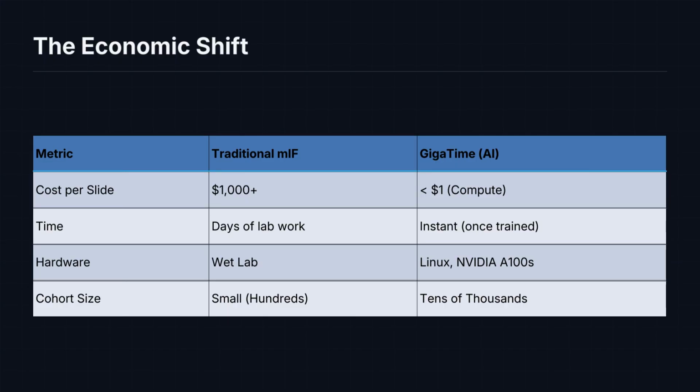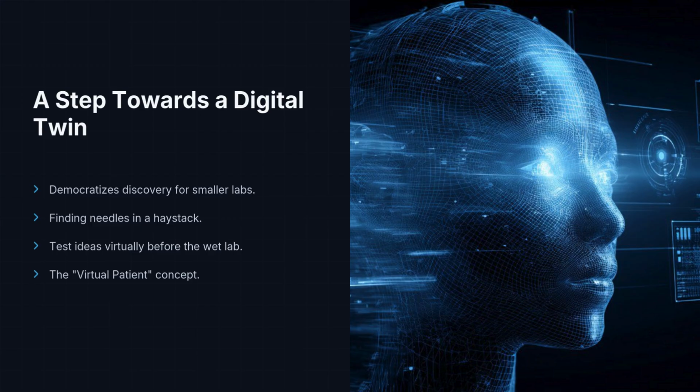Right. So to bring this all together, GigaTIME is this incredible engine for finding needles in a haystack. It finds those rare, important biological clues in huge archives of tissue. And it does it quickly and cheaply, letting researchers test ideas virtually before committing millions to a clinical trial. It really feels like the first big tangible step towards that idea of a digital twin or a virtual patient in cancer research. I think so. It proves that we can infer these incredibly complex, hidden biological states from simple, abundant data. It doesn't replace the wet lab. It augments it. It lets us ask questions we couldn't even afford to ask before.